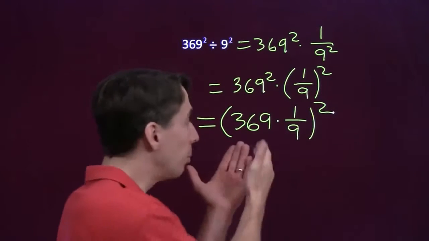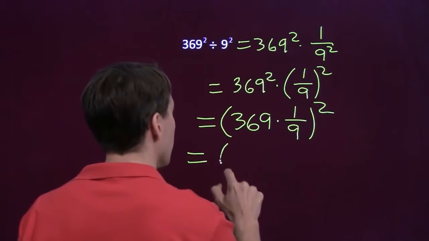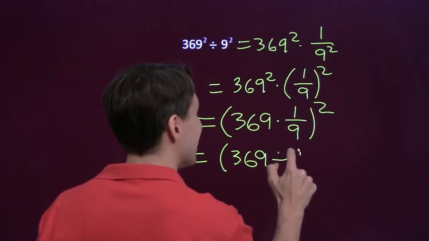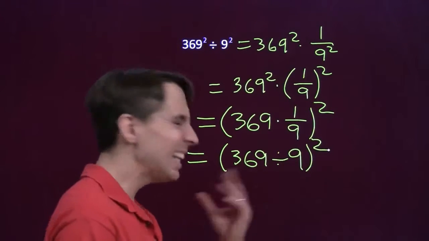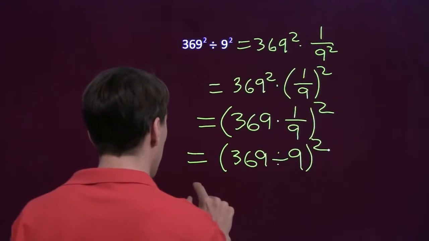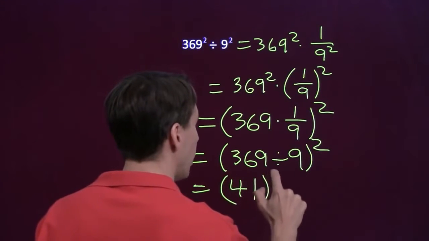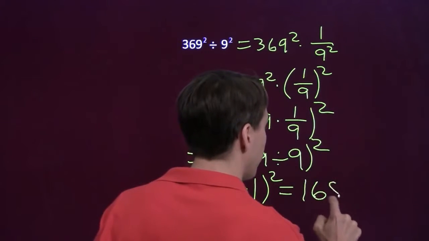And look at this product. I'm multiplying by a reciprocal. Multiplying by a reciprocal, that's division. So this product is equal to 369 divided by 9. And that's an easy division to compute. 360 divided by 9 is 40. 9 divided by 9 is 1. So this is just 41 squared. And 41 squared, that's 1681.